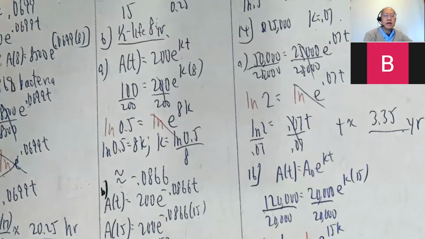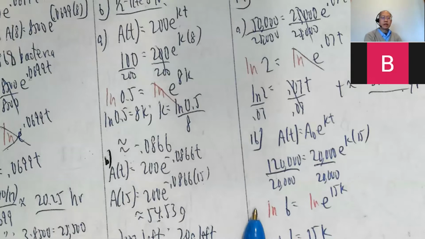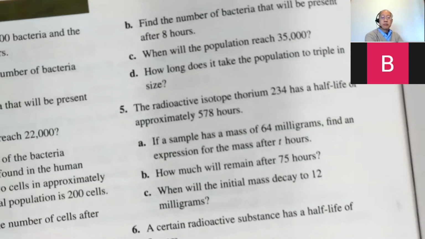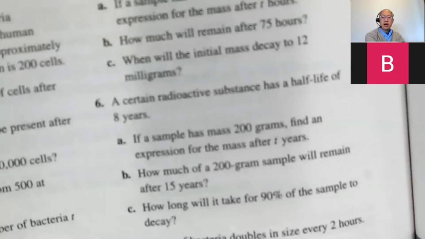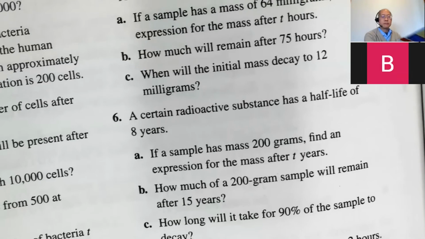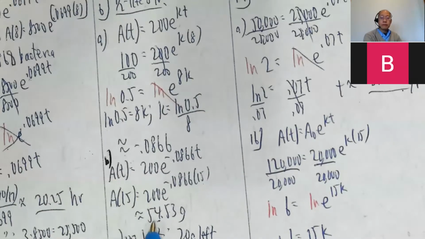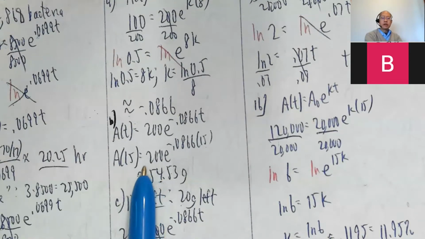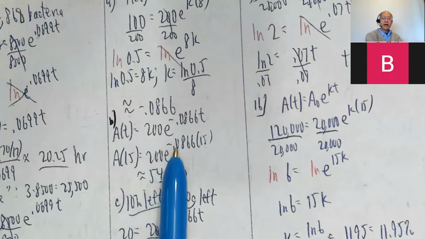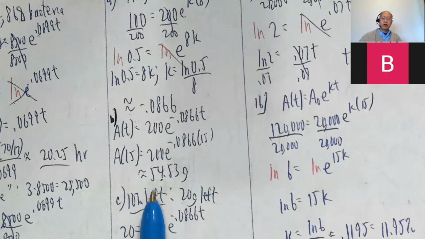So now you give me a time, I can give you an amount, or you give me an amount, I can give you a time. So part B: how much of a 200 gram sample remains after 15 years? I just plug in 15. So A of 15 is 200 e to the negative 0.0866 times 15, and that comes out to about 54.53 grams. Let me show that to you.